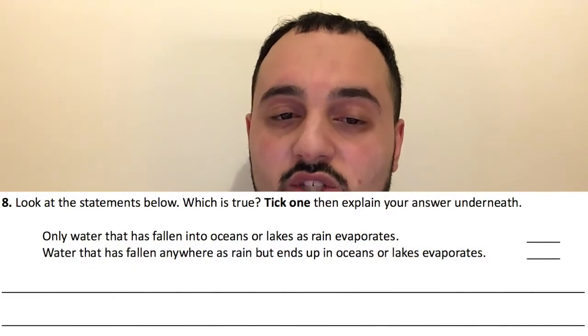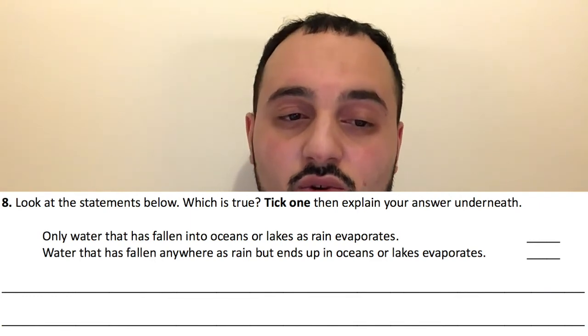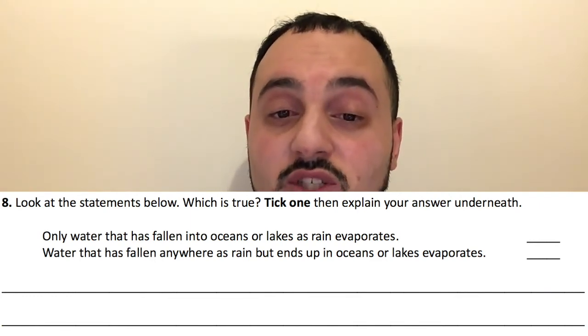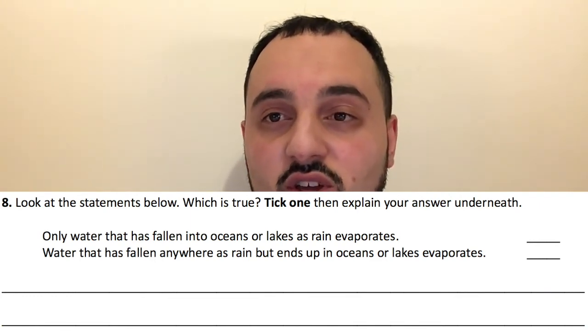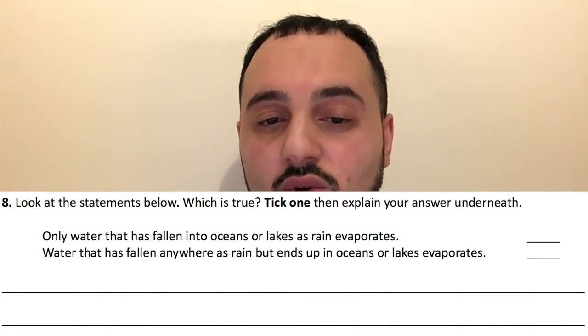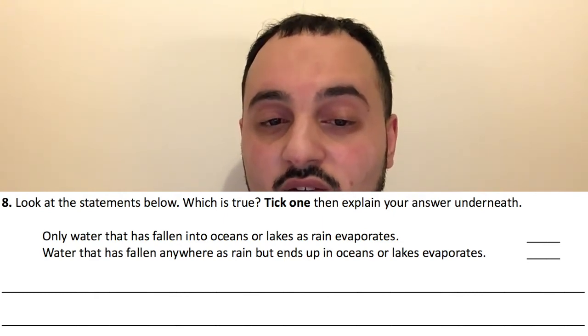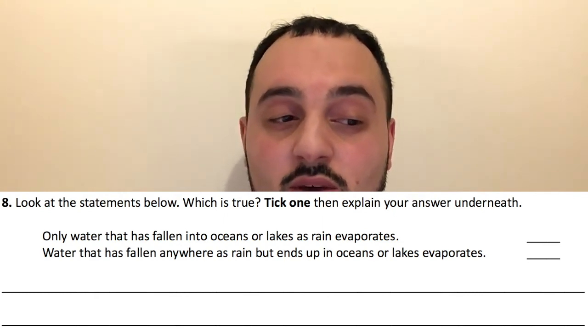Right, question 8. Look at the statements below. Which is true? Tick 1, then explain your answer underneath. So we've got only water that has fallen into oceans or lakes as rain evaporates, or water that has fallen anywhere as rain but ends up in oceans and lakes evaporates. So the one that we need to tick is the second one.